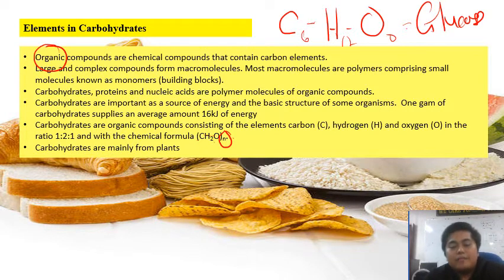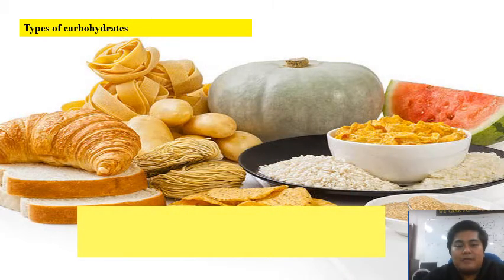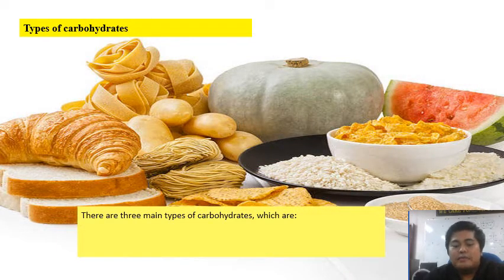So karbohidrat juga mainly datang daripada tumbuhan. So ini adalah contoh-contoh karbohidrat yang ada lah. So next, types of carbohydrate. There are three main types. Kita ada 3 main types of carbohydrate, which are the monosaccharide.